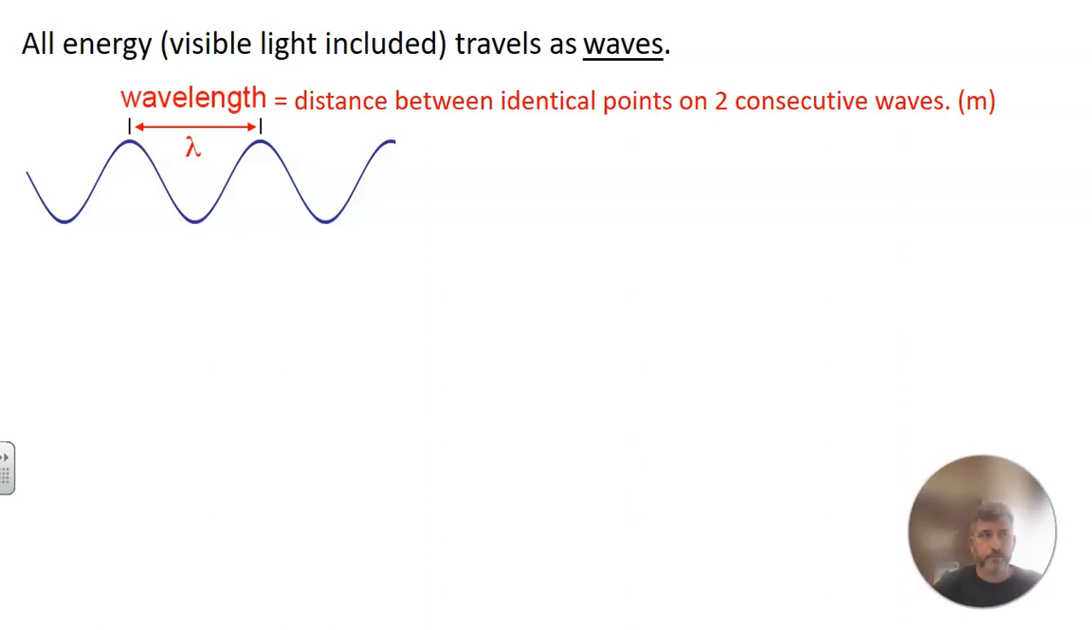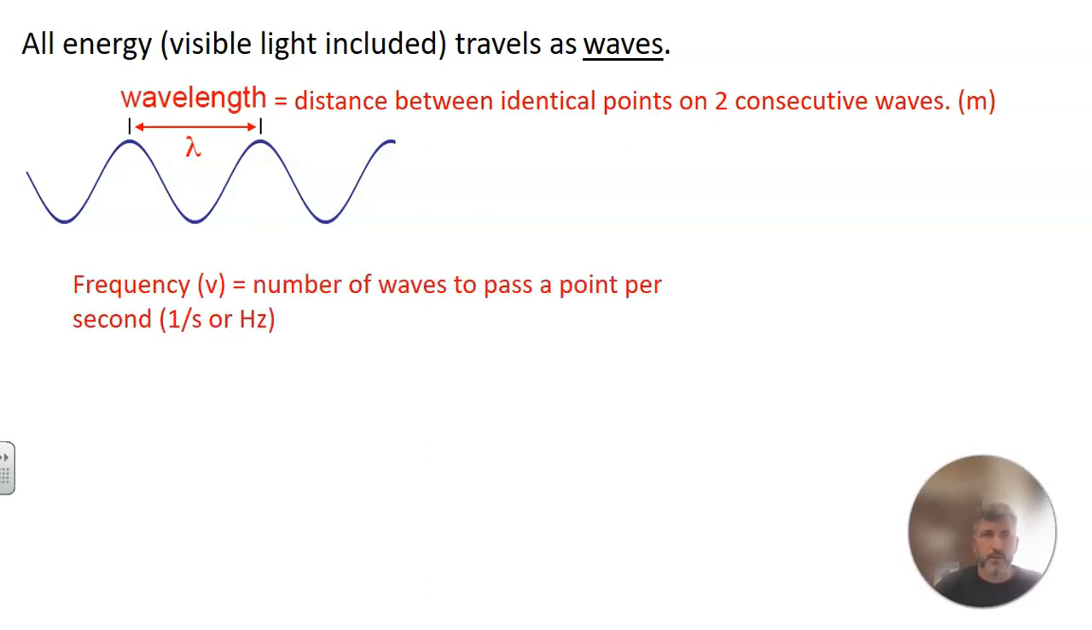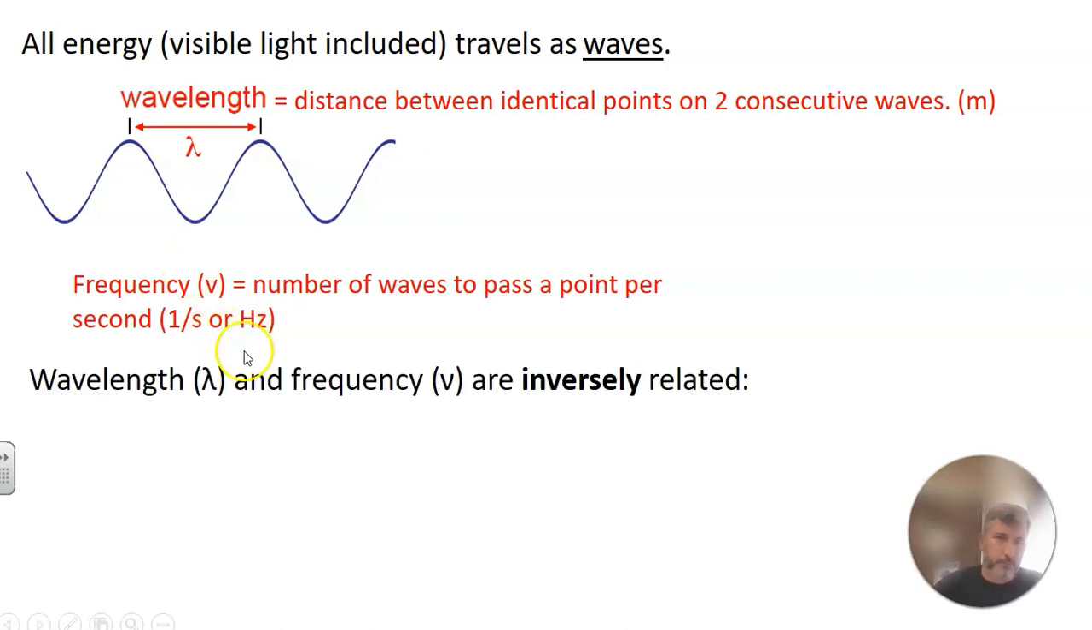We also have frequency. They both have Greek symbols, by the way. This is the Greek symbol lambda. This is the Greek symbol nu, which looks like a V. You can pretty much just write it as a V. But this is the number of waves to pass a point per second. So the closer the waves are together with light, the more of them will pass a point per second, because it turns out that all light, whether it's visible or invisible, like UV or infrared or microwaves, all travels at the same speed. So the closer the waves are together, the more of them you'll have passing a point per second. And so that basically gives us an inverse relationship.